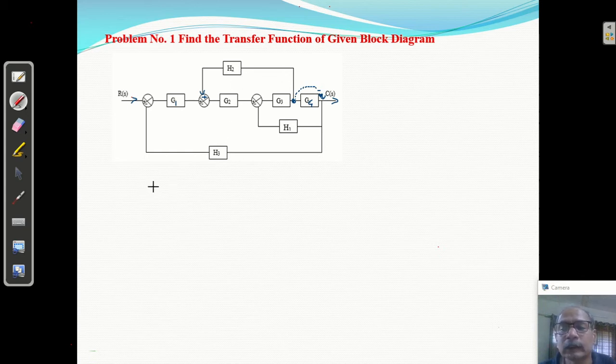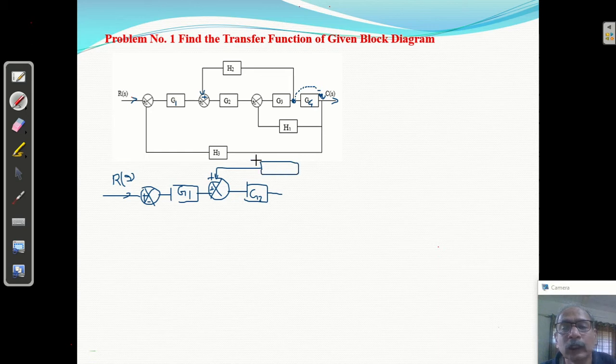So I am going to take plus minus, this is R of S. This is G1. This is the error detector. It is always plus. Here it is given plus. This is G2. And we are taking the feedback here. This will be the change. It is H2 by G4. If you are shifting this takeoff point beyond the block, we have to divide by the gain of that block.